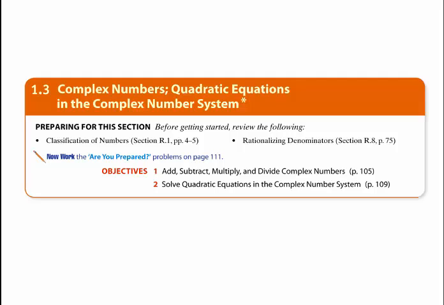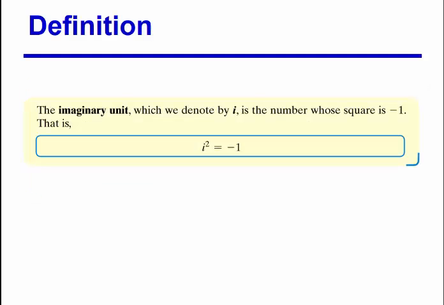So, in Section 1.3, we're going to be adding, subtracting, multiplying, and dividing complex numbers. We're also going to solve quadratic equations in the complex number system. The first thing we're going to define is the imaginary unit, which is denoted by i, the letter i. This is a number whose square is -1. In other words, i squared is equal to -1.